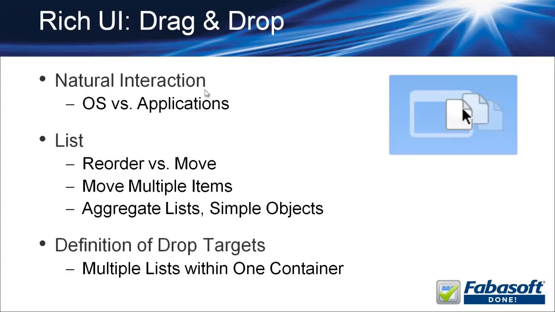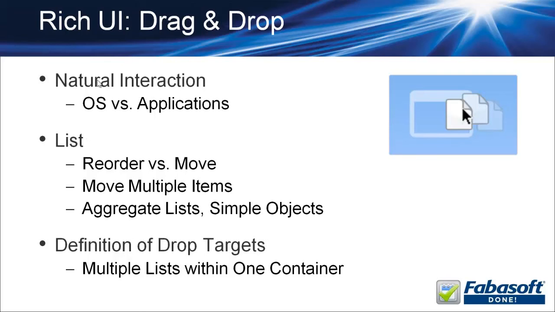The other place we use drag and drop is for working with lists. You can move single items from lists into other lists or other objects. You can move multiple items at once. You can use it to do some reordering just within a list and say put some item to the front of the list. And you can use all these new features within aggregate lists, and you can use it into simple object values to point some stuff in there.